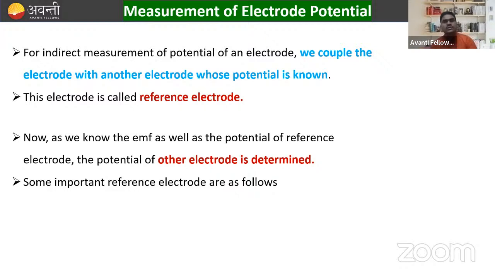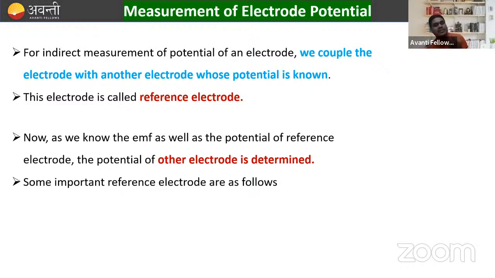Now, as we know the EMF as well as the potential of a reference electrode, the potential of the other electrode is determined. So basically, for the indirect measurement of the potential of an electrode, we couple it with another electrode whose potential we already know, and this electrode is called the reference electrode. So we are going to study some reference electrodes as well.